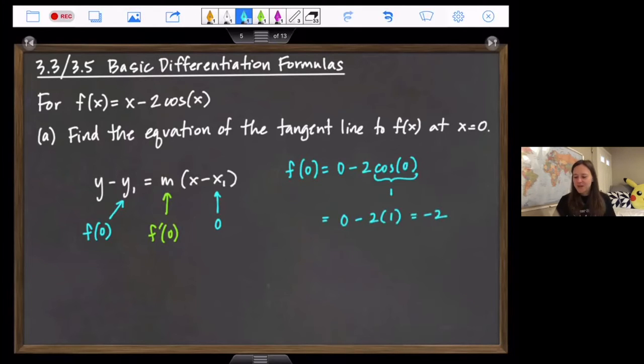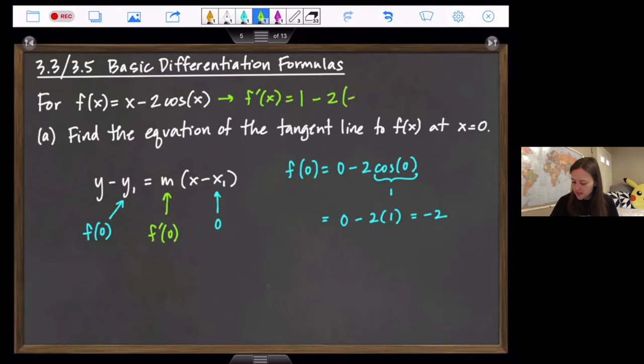Next we need our derivative. So we'll go back up here and figure out our f prime of x. Derivative of x is still equal to 1. Then we've got minus 2. 2 goes along for the ride. It's a constant multiple. And we saw that the derivative of cosine is equal to negative sine.